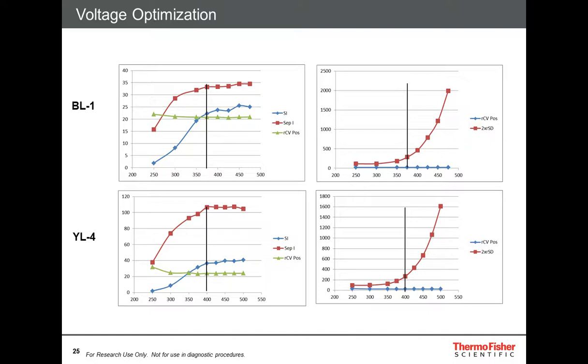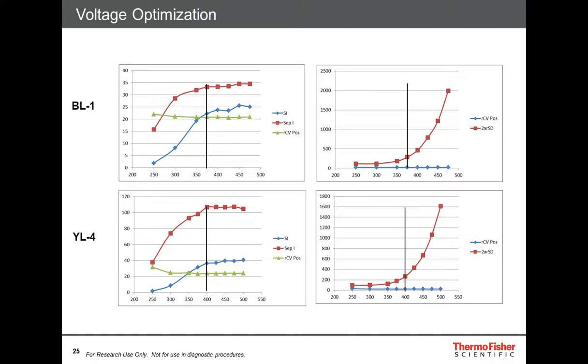Basically, what you want to see is where the robust CV starts to decline and flatten out. And then you can also look at where the peak of the stain index is and where that starts to flatten out. So here for the YL4 PMT, for example, that starts to happen at about 400. So these are some various methods and metrics you can look at for the voltage optimization.